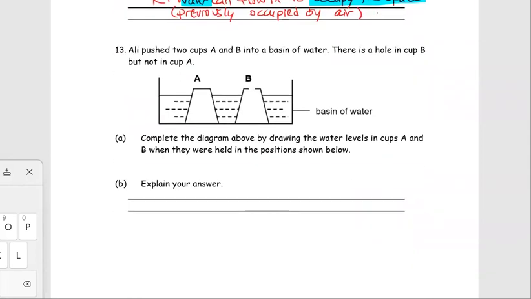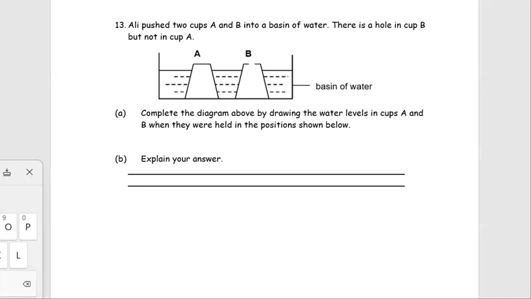So Ali pushed in 2 cups, A and B. There's a hole in B but not in A. Draw in the water level. All right. So in B, because the air in it can escape through the hole, the water level will be the same as outside. There will be water to the same level. But in A, the water will probably just go in slightly. So explain. Again, explain means CER. There is no C, so I just give my evidence. Since there are 2 cups, I should talk about both the cups, not just 1 cup.